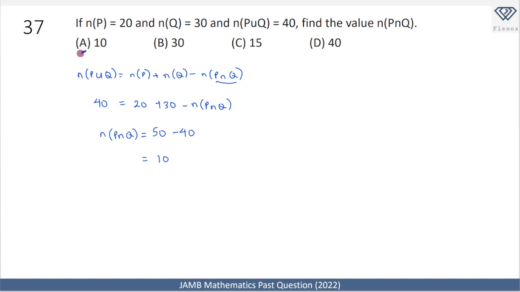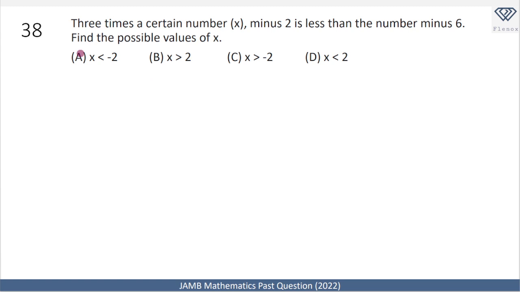So let's move on to the next part. Question 38. We are told that 3 times a certain number x minus 2 is less than the number minus 6. Find the possible values of x. So let's just try to convert these words to mathematical expressions. We have 3 times x minus 2 is less than x minus 6. So we just need to solve out this inequality.